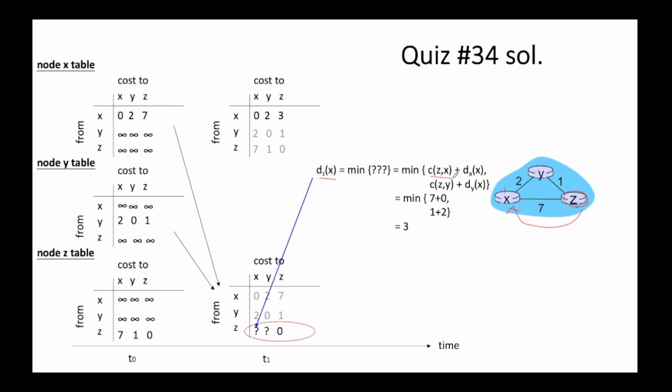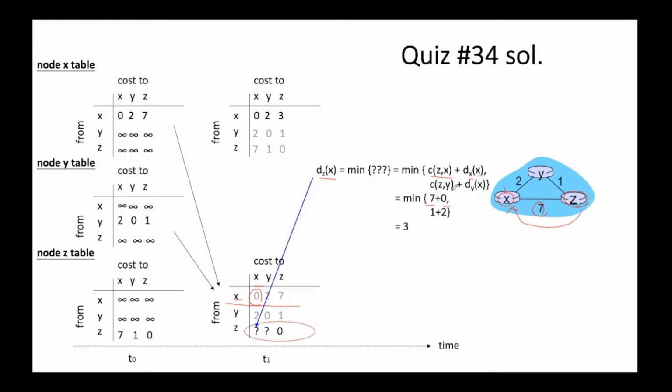So we'll be using the link cost from the source to the neighbor. Link cost from source to neighbor, Z to X, being 7. And then based on what the neighbor knows, the shortest distance to the destination. In this case, neighbor is X, destination is also X. Now we look up the table. So DXX here, known to X, is 0.